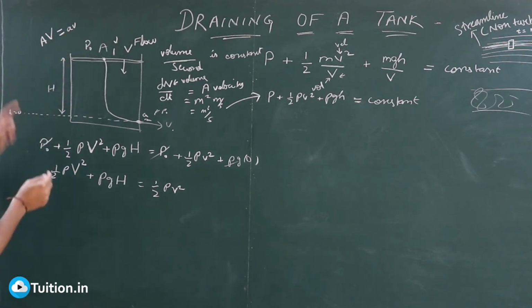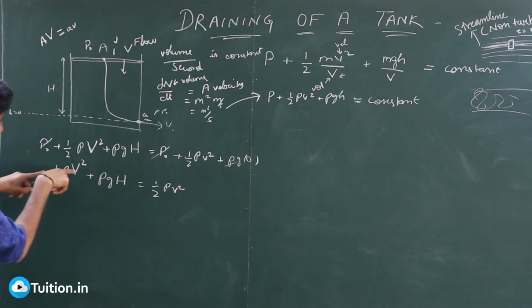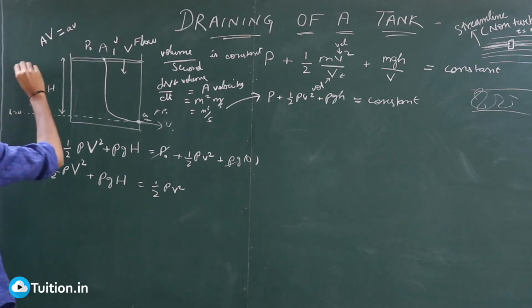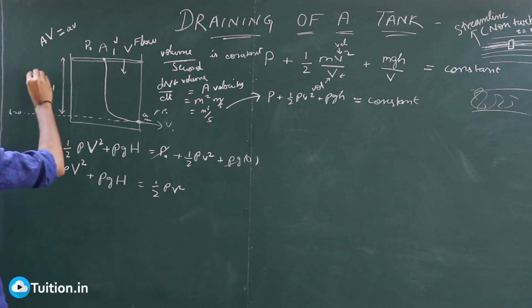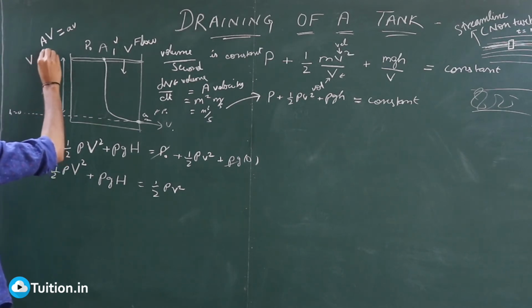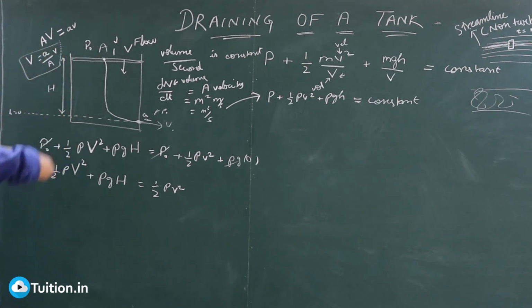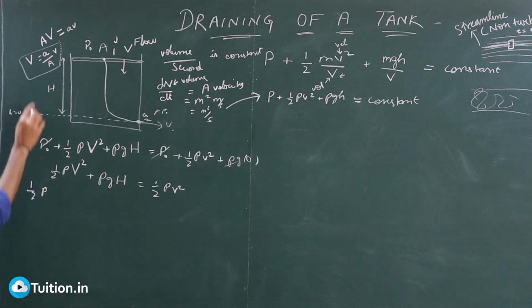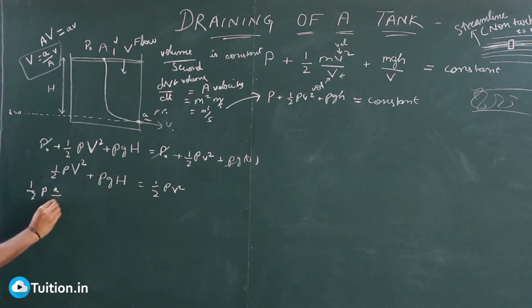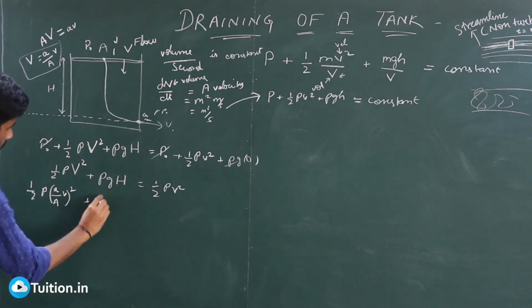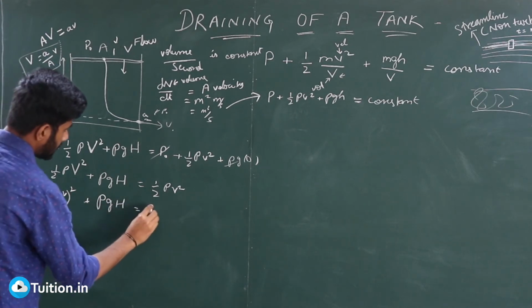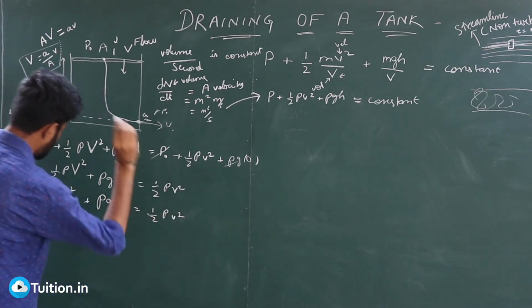Now there's one approximation that we will do from this equation and eliminate this term, because this term is creating slight problems for us here. So what I can do is capital V is equal to A by A into small v. Now I'll replace capital V with this. So this is half rho, A by A into small v square, plus rho gh is equal to half rho small v square.